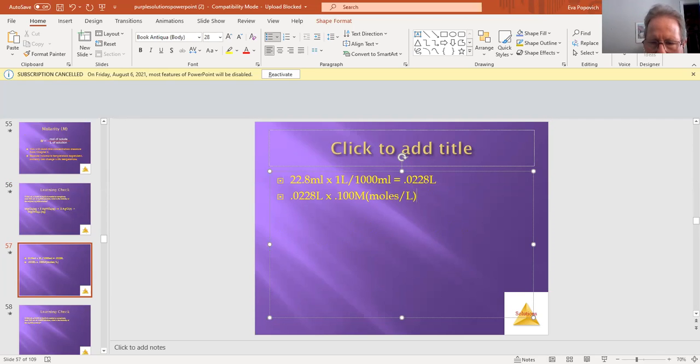Okay? So if I do that, this means I have now gotten 0.00228 moles of MgCl2.